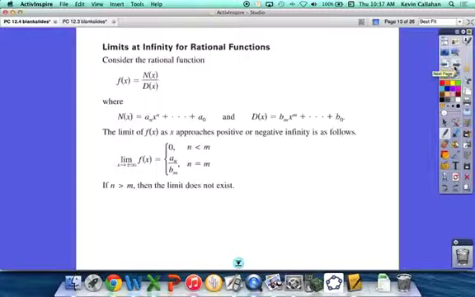So now, if we know these rules, wait for everybody. Good.